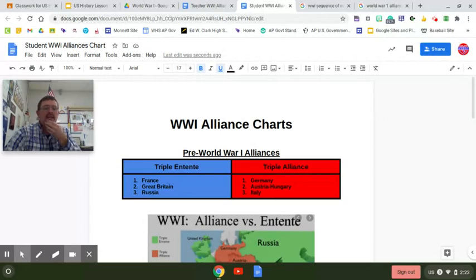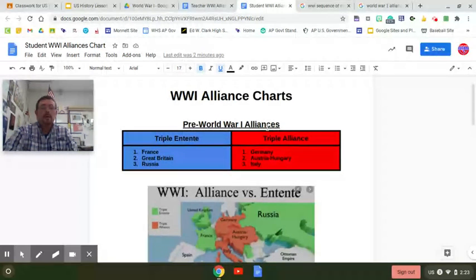So we have looked at the causes of World War One, and we've talked about the acronym MANIA. M for militarism, A for alliances or alliance system, N for nationalism, I for imperialism, and then A, the spark that created the timeline to begin World War One. An immediate cause is the assassination of the Archduke Franz Ferdinand.